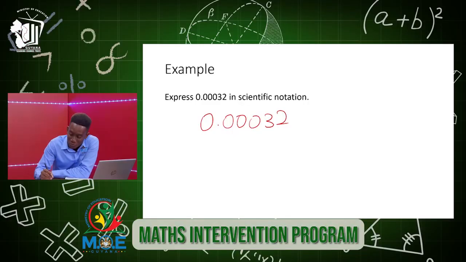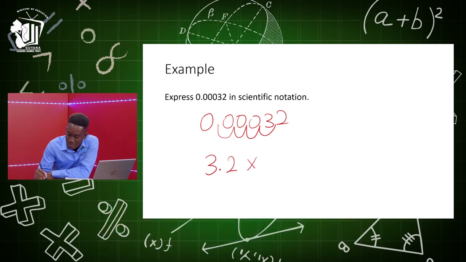So we move 2, 3, 4. So this will become 3.2 multiplied by 10. We're always multiplying by 10, raised to a certain power depending on how many times we move the decimal point. So we see we moved it 1, 2, 3, 4. So this will be 10 raised to the negative 4 power. So of course, if the number is less than 1, then the power will be negative.